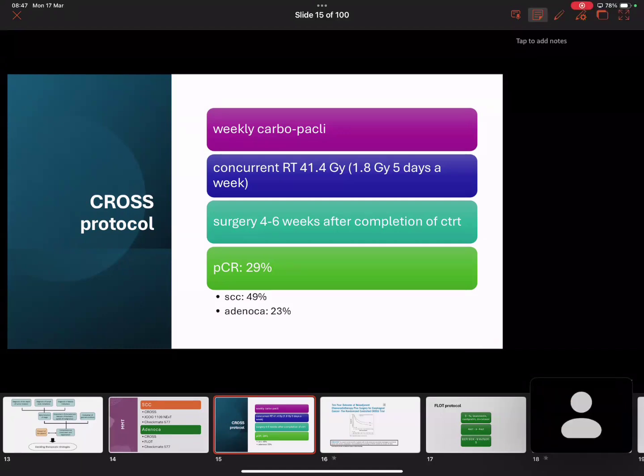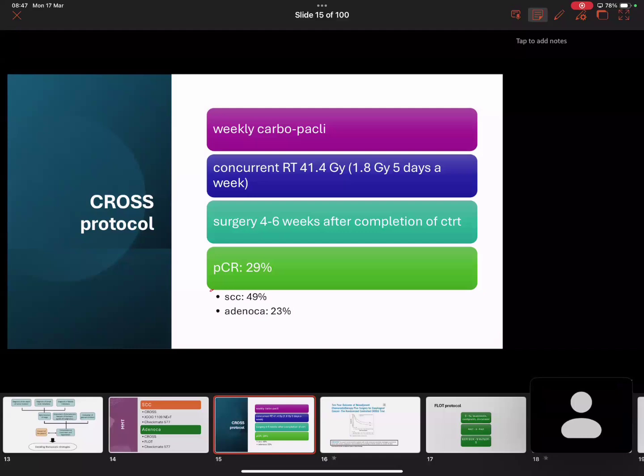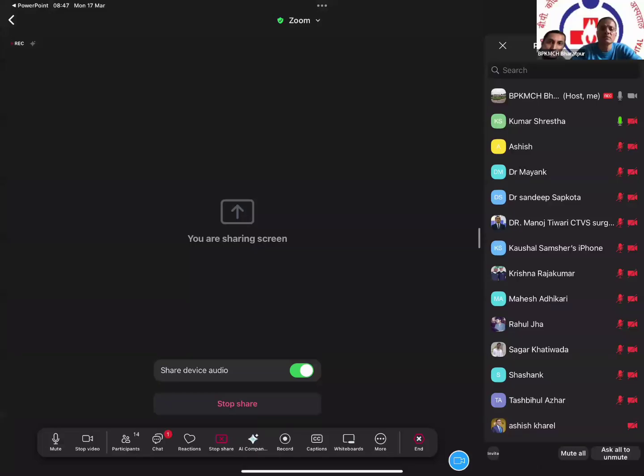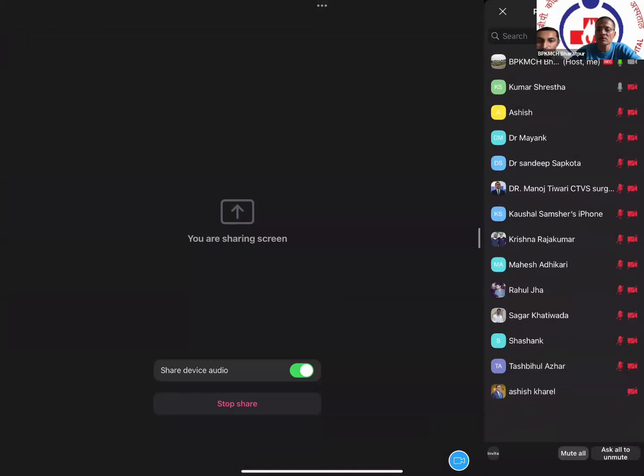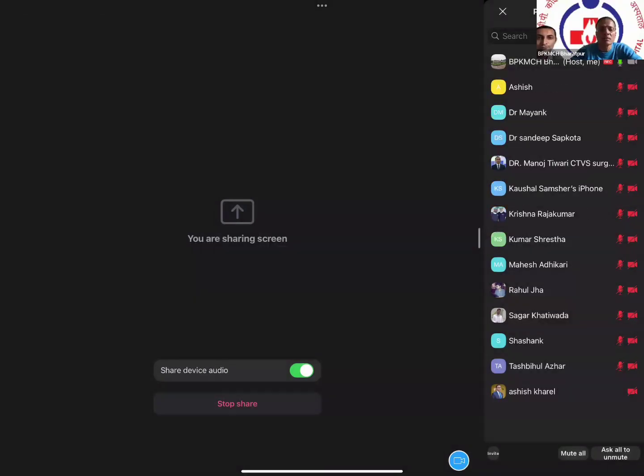So in this group, we can see for the squamous cell, can you mute the sound, please? Can you mute the sound? Yeah. A lot of echo. Please mute your sound. A lot of echo. Mute all. Mute all.